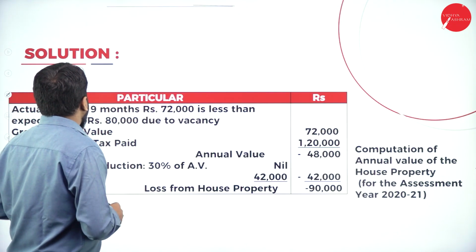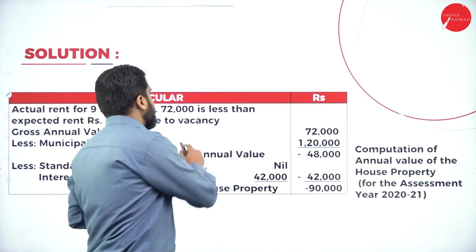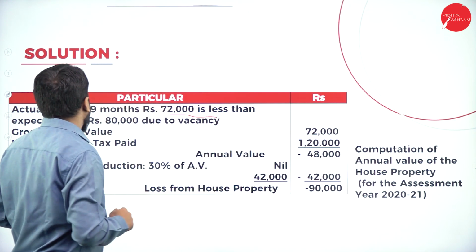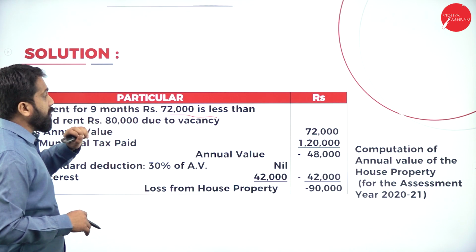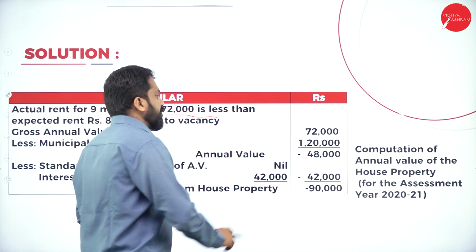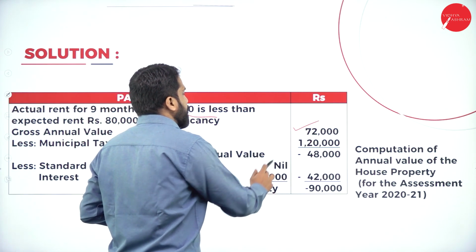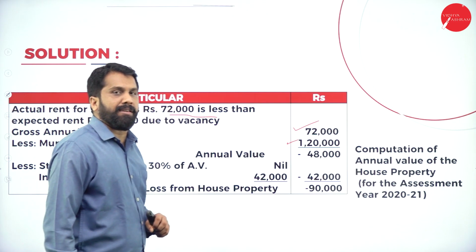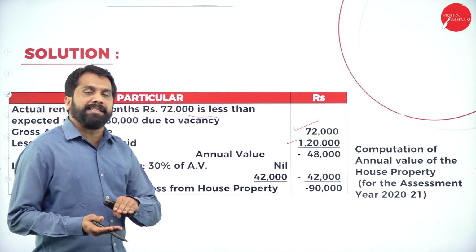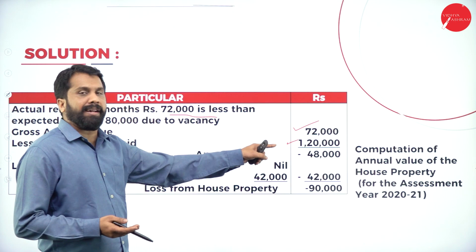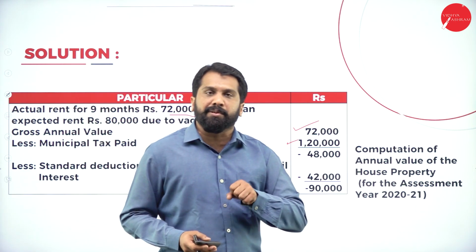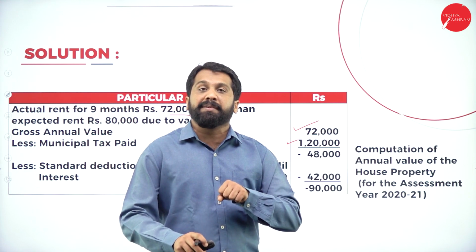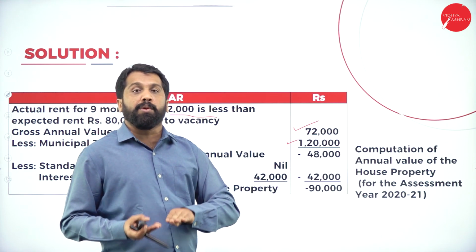So we'll go for the calculation. Actual rent for 9 months, 72,000, is lesser than your expected rent of 80,000 due to vacancy. Now, how much did you get? 72. What is your municipal tax? 1,20,000. So your tax is more than whatever rent you have collected. It is very simple. Your income is only 72, but your expenditure is 1,20,000, which is more.